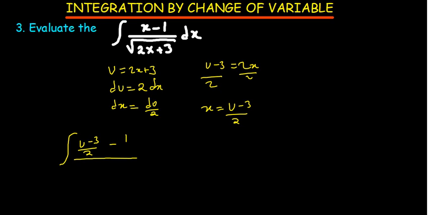Where there was 2x plus 3, I'm going to substitute u. Remember that was square root. Where there was dx, I'm going to put du over 2. And this is going to be equal to, I'm going to merge this as a single fraction. This is the same as over 1. So that is going to be u minus 3.